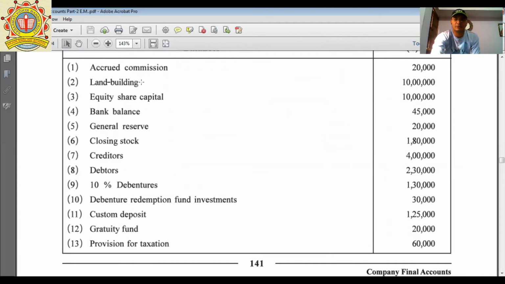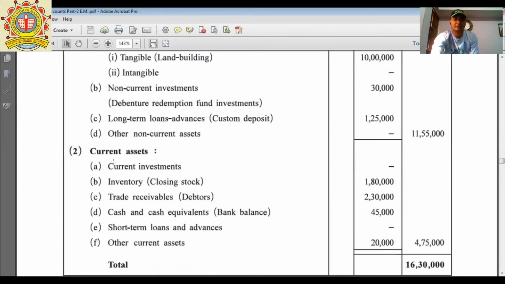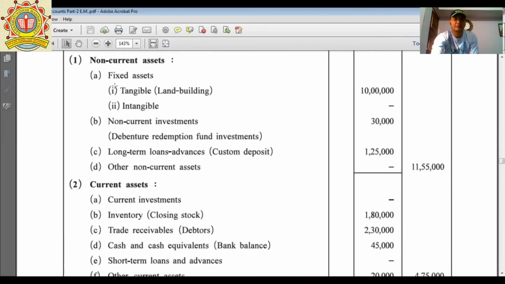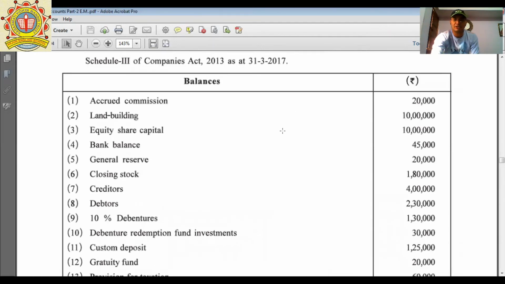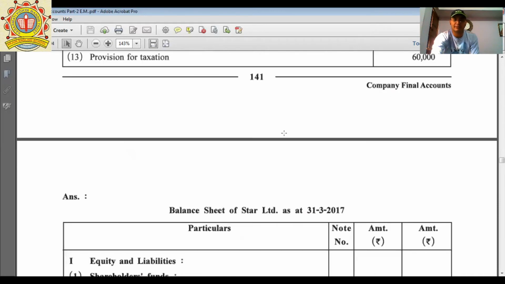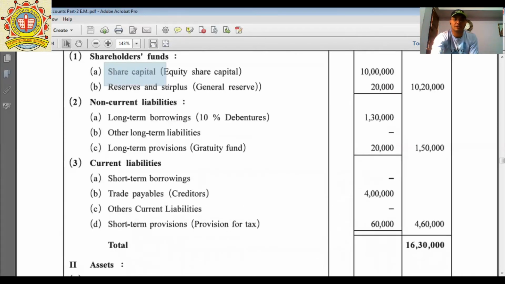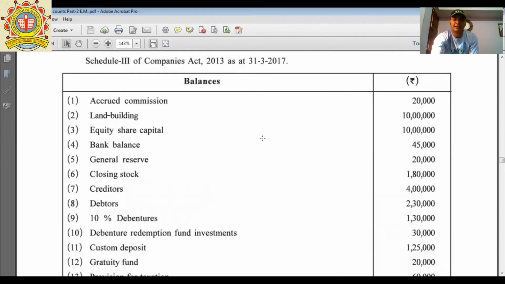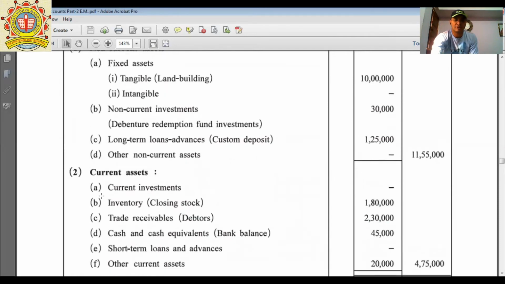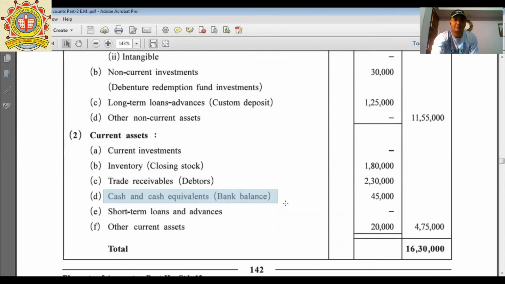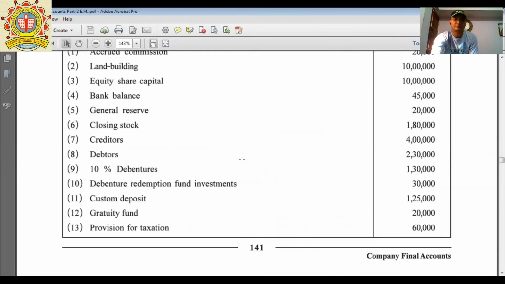Next one, land and building. Again, it is a part of assets. So under the assets, fixed assets, tangible assets, land and building, which can be seen and touched. So it is a part of tangible assets for 10 lakh rupees. Equity share capital is a part of liability. So under shareholders' funds, share capital for 10 lakh. Next, bank balance is cash and cash equivalents. So under cash and cash equivalents, the bank balance amount is 45,000.